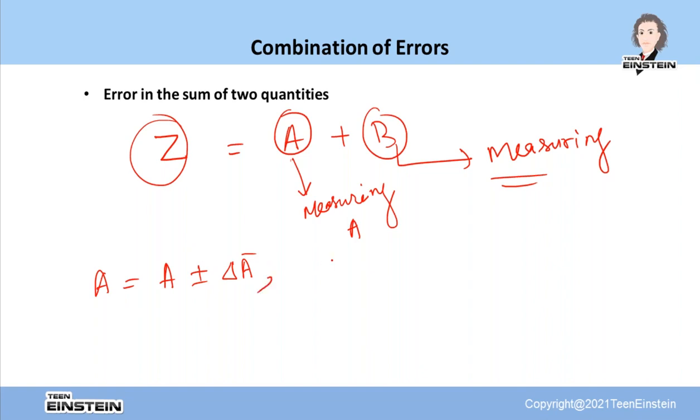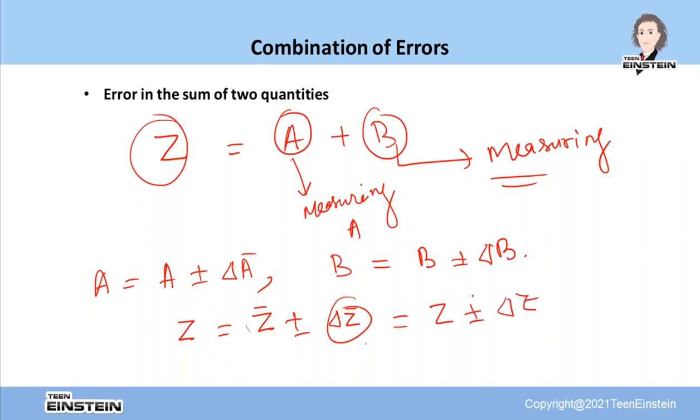Okay, and with B also you have some error. Now what is the error in? So when you are writing the result of this experiment, you have to write this plus minus delta z bar. That is the absolute error that you have to write, isn't it? So I'm just removing the bar and writing plus or minus delta z.